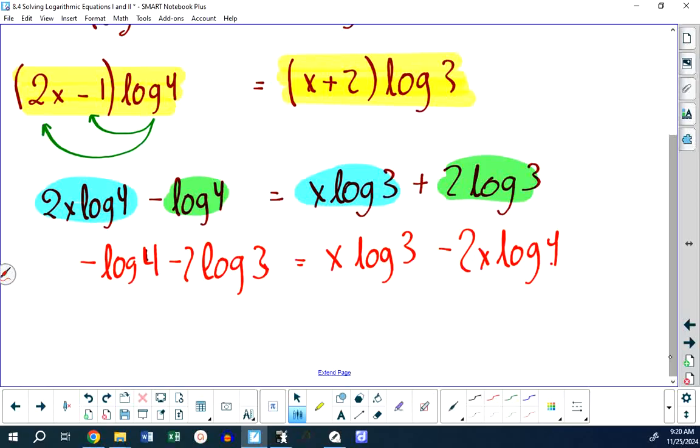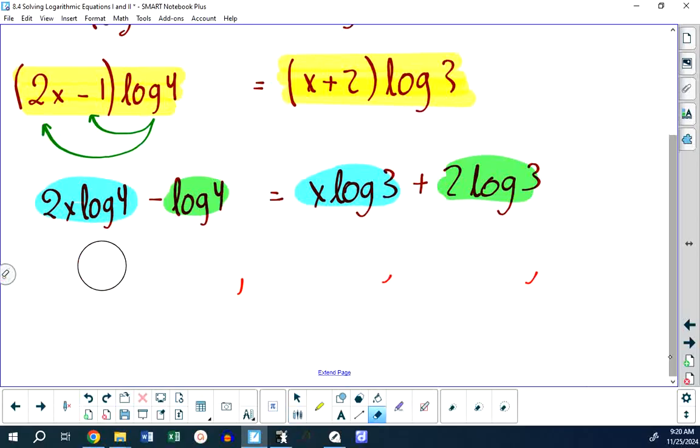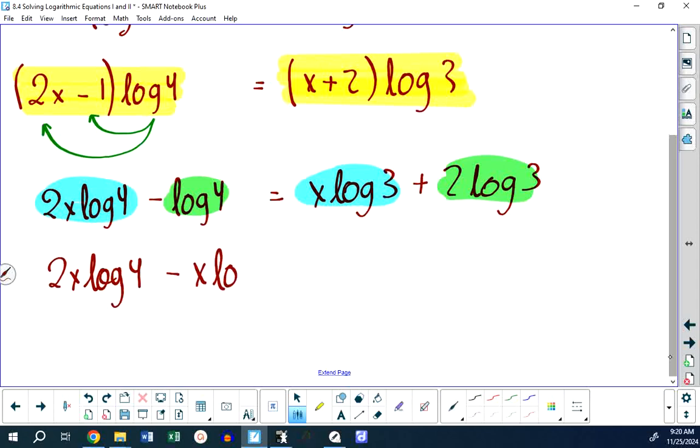I have 3 negatives. It's better to have fewer negatives. So looking ahead, if I move the x's to the left side, I've got my 2x log 4. I'm going to subtract my x log 3. This is equal to 2 log 3, and I'm going to add my log 4.